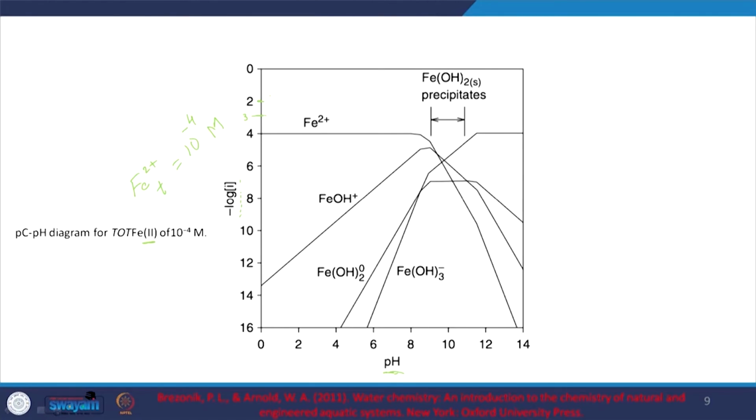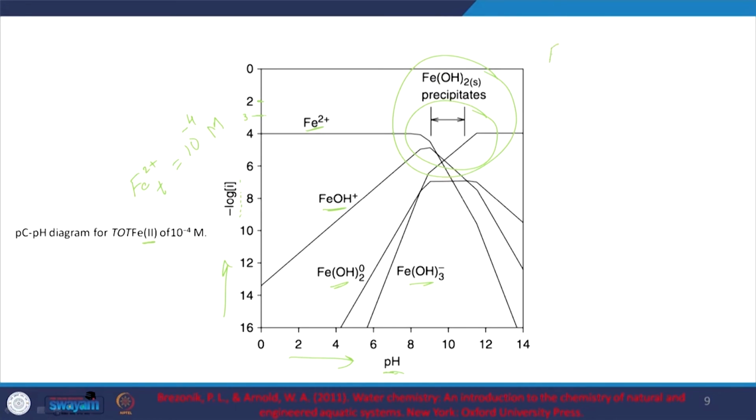So, what does this tell you? It tells you that at different pH and different concentrations, Fe2+ can stay as free metal, or it can stay as a complex, or it can also precipitate. In this range it can also precipitate. Similarly, in our case also, let me just look at this particular aspect for now.